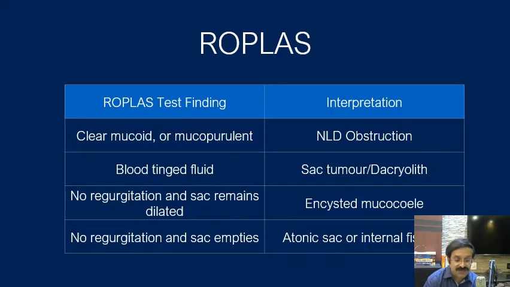Next is the regurgitation, and there is no regurgitation, and the sac remains dilated, which means it's an encysted mucocele. You have just seen a picture in a previous slide. And the fifth possibility could be no regurgitation and the sac empties. Now, what could this be? This could be an atonic sac or maybe an internal fistula which has occurred and it is draining somewhere in the nasopharynx.